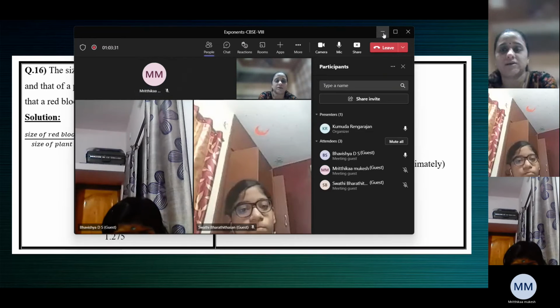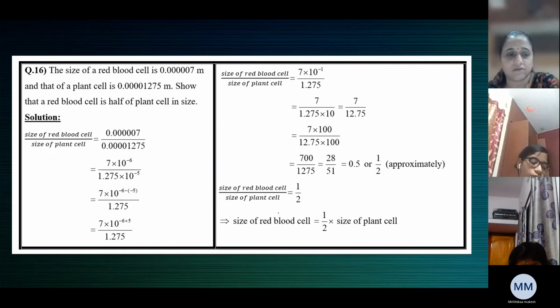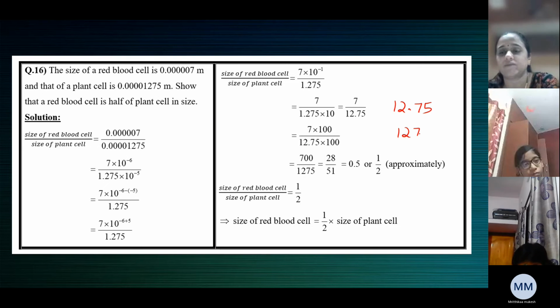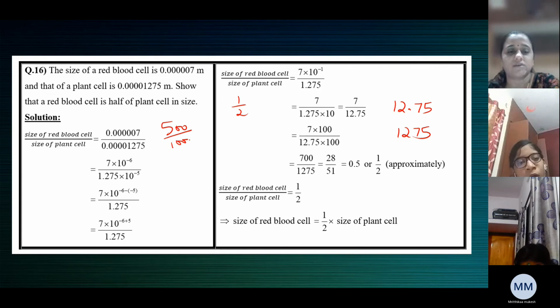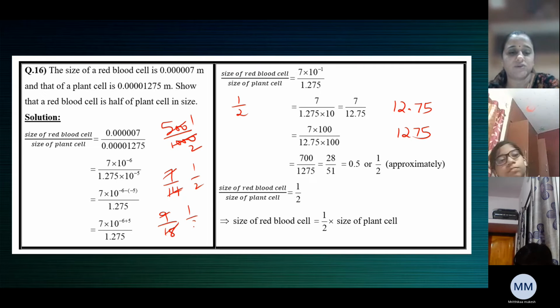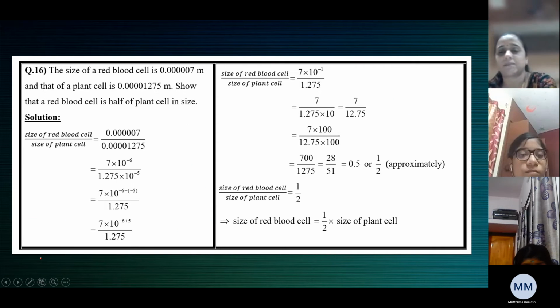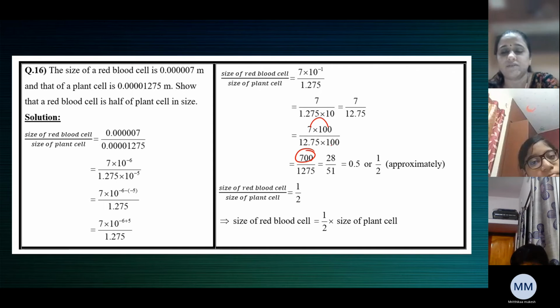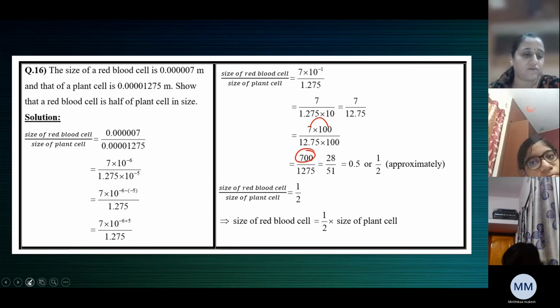Okay. All right. In order to move this decimal point, we want to make 12.75 into 1275. See, we want to get 1 by 2. So for that, we should get something like 500 by 1000 so that it becomes 1 by 2, or something like 7 by 14, or something like 9 by 18, so that it becomes 1 by 2. Okay, so we are working towards that. So we're trying to get rid of the decimal point. So we multiply the numerator and denominator by 100. So 7 into 100 is 700 and 12.75 into 100 is 1275. So we got 700 by 1275.